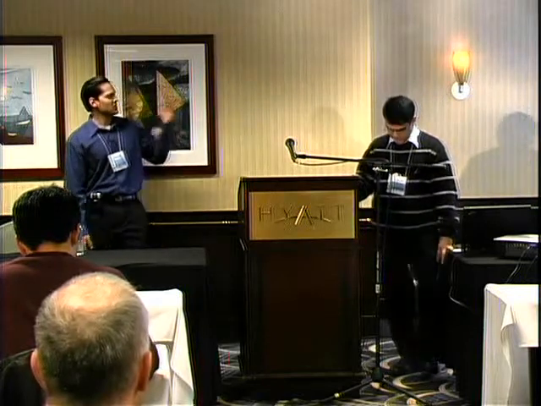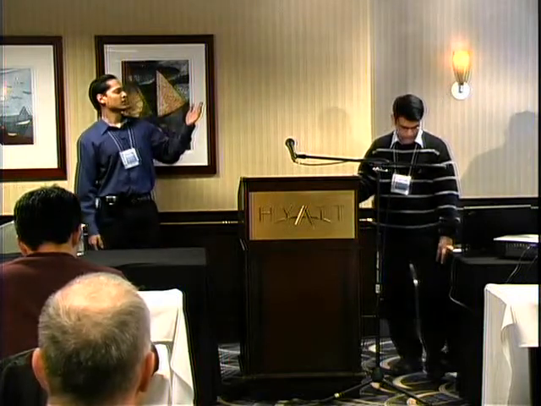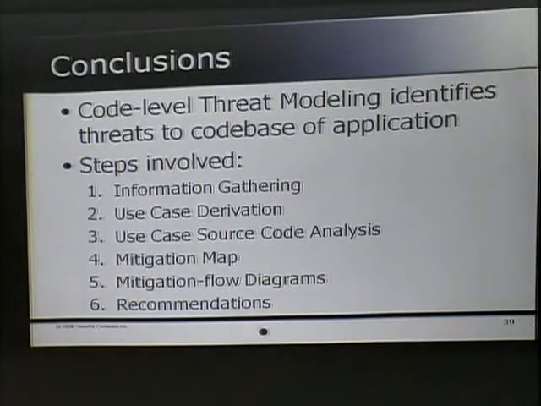Again, code level threat modeling identifies threats to the actual code base. It's more detailed than the traditional threat model, but less so than a typical source code review. And the basic steps involved, some are similar to the traditional threat model, but now we also have source code involved, so we have to do analysis of that, and we come up with these artifacts, such as the mitigation map and mitigation flow diagrams, and our recommendations stem from that.